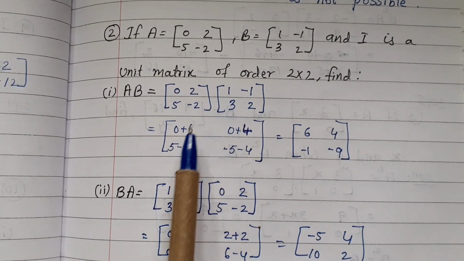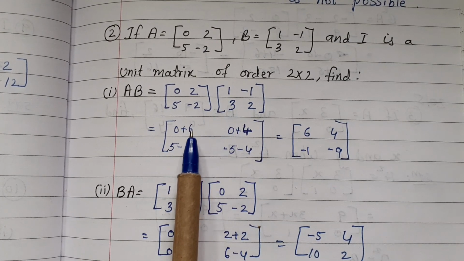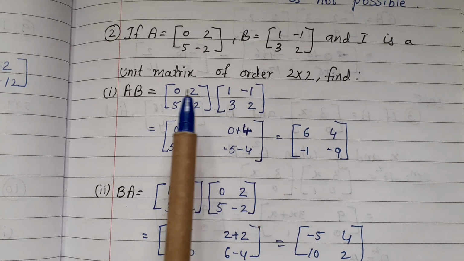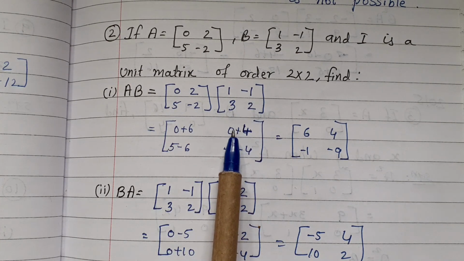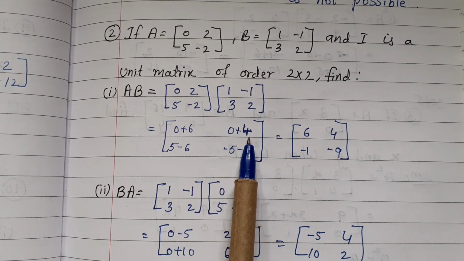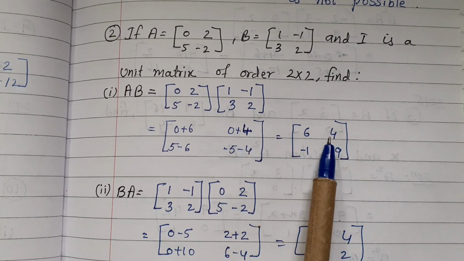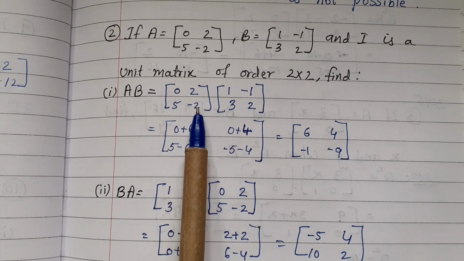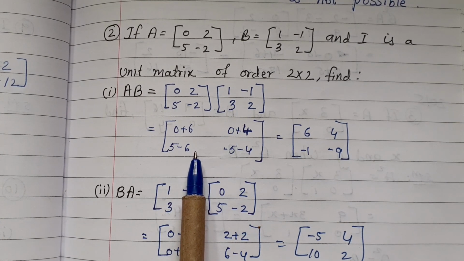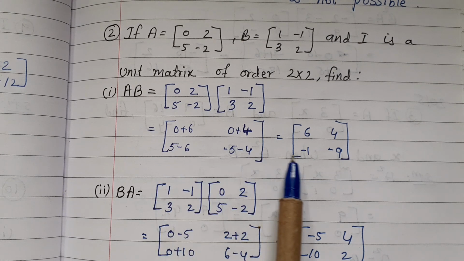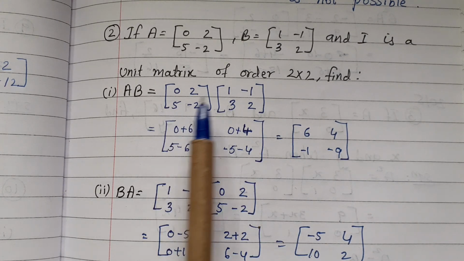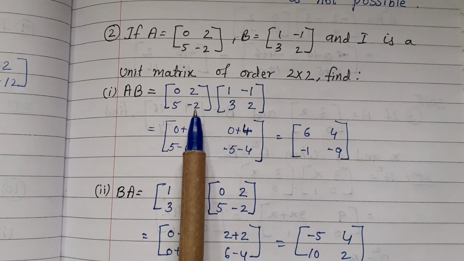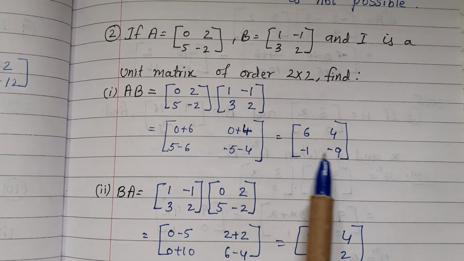0 into 1, 0, 2 3s are 6, 0 plus 6, 6. 0 into minus 1, 0, 2 2s are 4, 0 plus 4, 4. 5 1s are 5, minus 2 into 3, minus 6, 5 minus 6, minus 1. Minus 5 minus 4, minus 9.